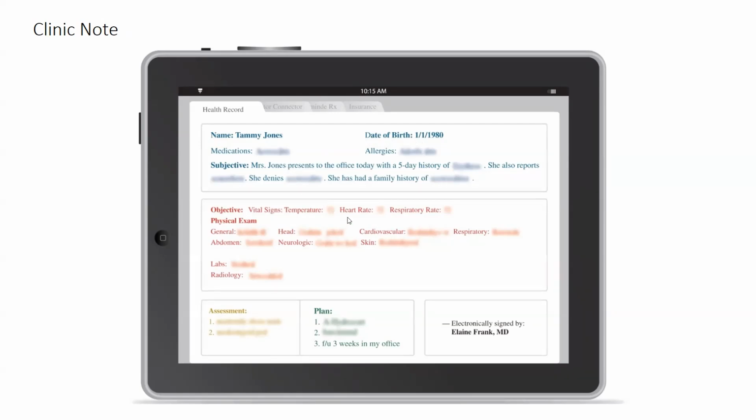The objective portion, that's your data. So what was her temperature today? What was her heart rate, respiratory rate, overall impression of how they looked, all this different kind of data that got recorded during that. The labs and the radiology, she may have been referred previously to get those tests done, and this is the results of those tests.